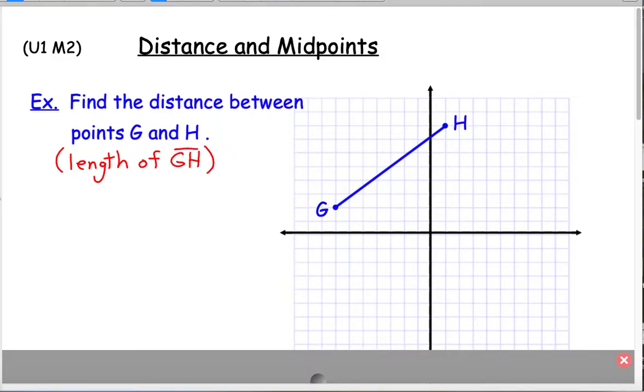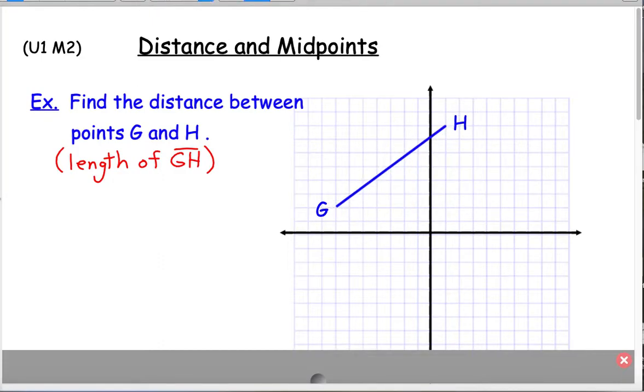So finding the distance between 2 points or the length of the segment is the same thing. So if you see problems worded one way or the other, they mean the same thing. So basically we want to know how long is this segment. So there's 2 ways you can approach it.